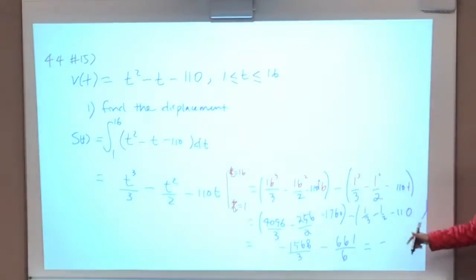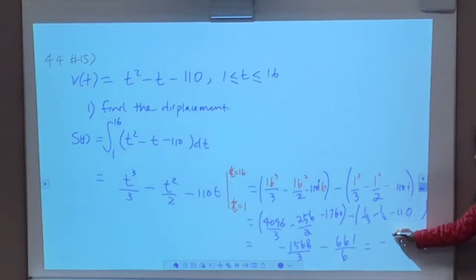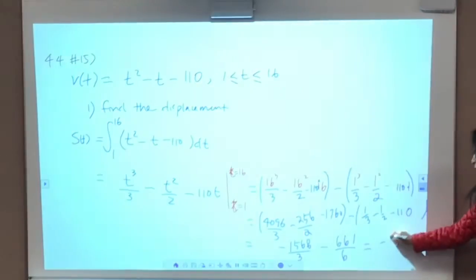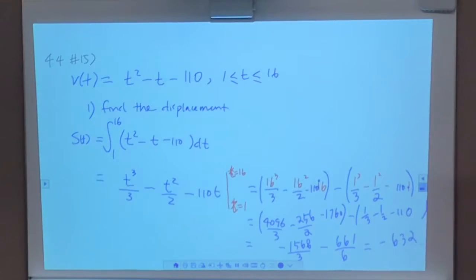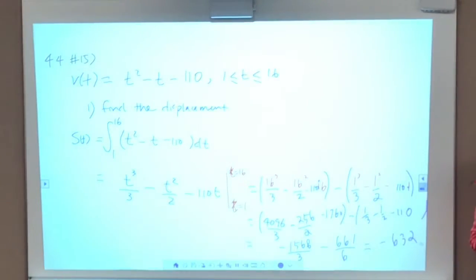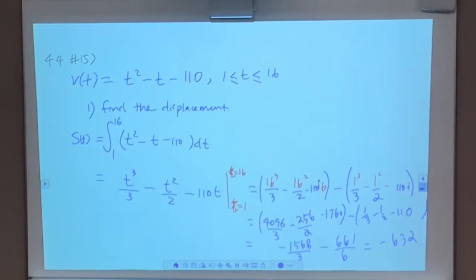Is it negative 632? Negative what, 632? All right, is that what you have, you guys? It should not be that hard, right? Because you put it in your calculator. What's that equal to? We got 825 over 2.